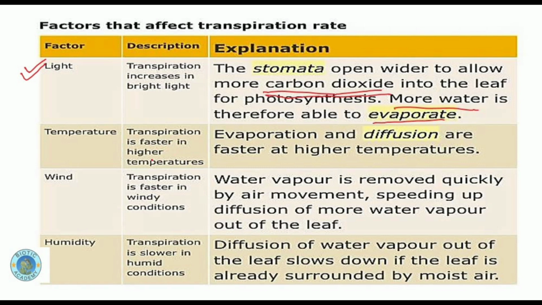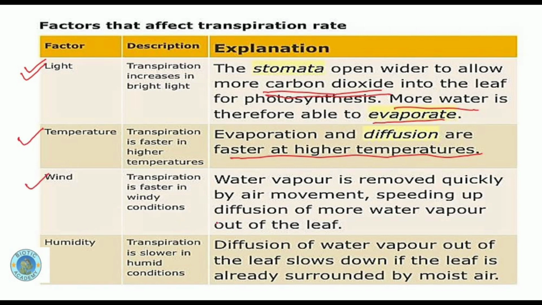So the transpiration is faster in high temperature because the rate of evaporation and diffusion are faster in high temperature. I have told you in my previous lecture that the kinetic energy of molecules is basically the movement of molecules inside the living system, which is increased or affected by the rising temperature. The more the temperature, the more the kinetic energy of the molecules, so the faster the rate of diffusion.